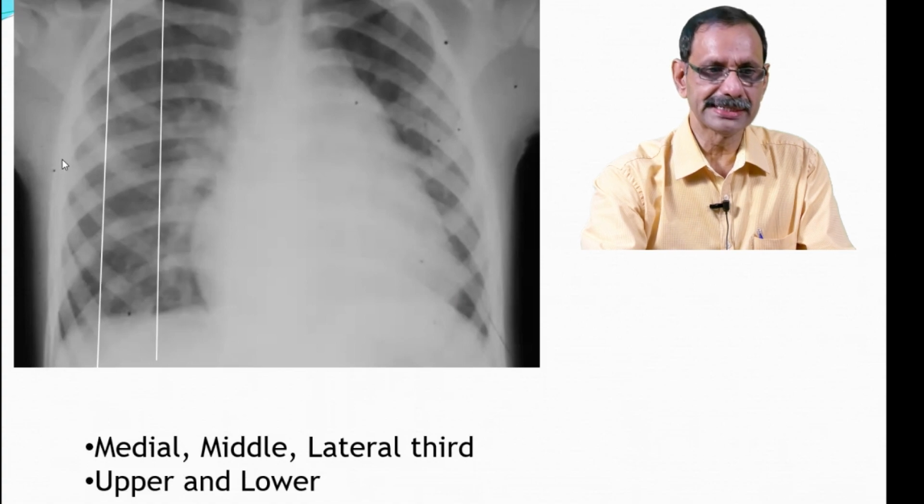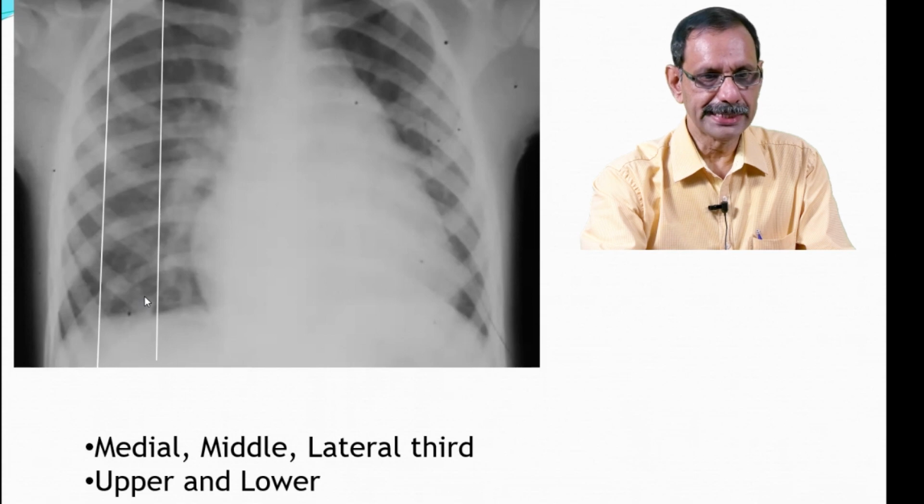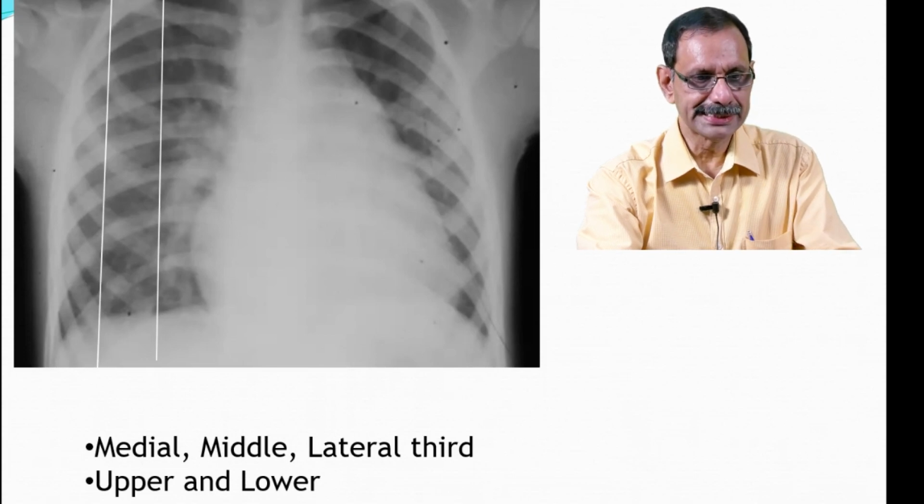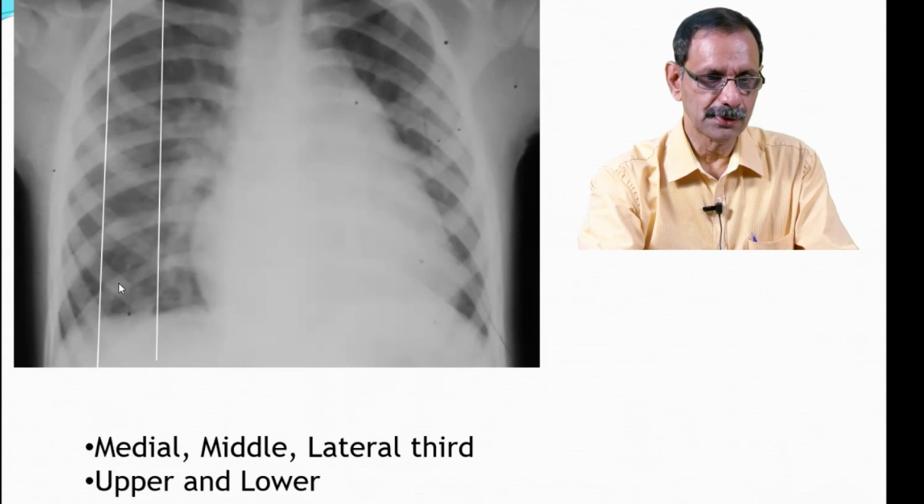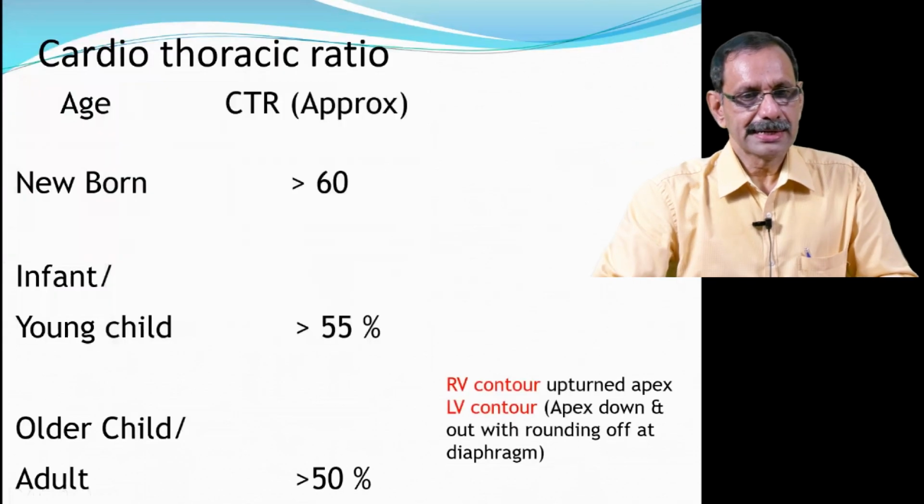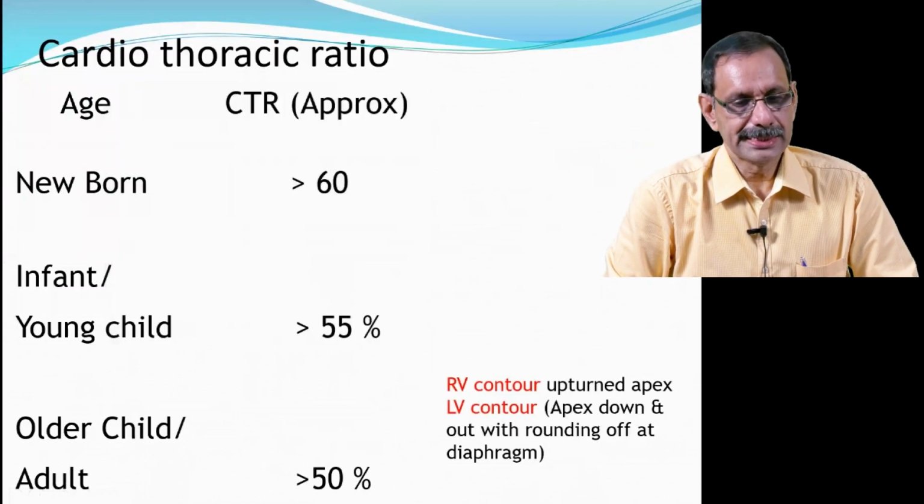There is no definite cutoff. You can always compare the uppermost part and the lowermost part. Why? Because of gravity, there will be less blood stagnation here as compared to here. So this is more opaque normally, this is more lucent normally. Now cardiac enlargement, basically ventricular enlargement.